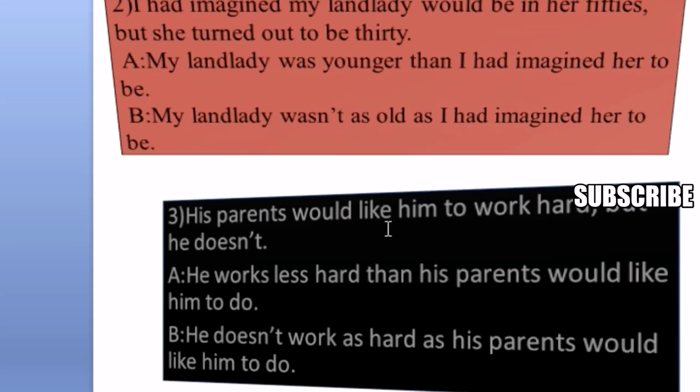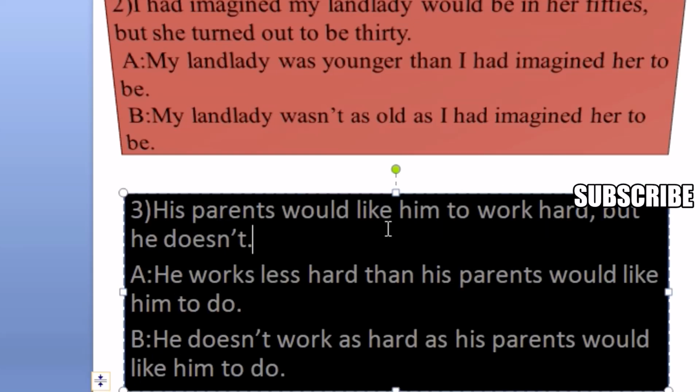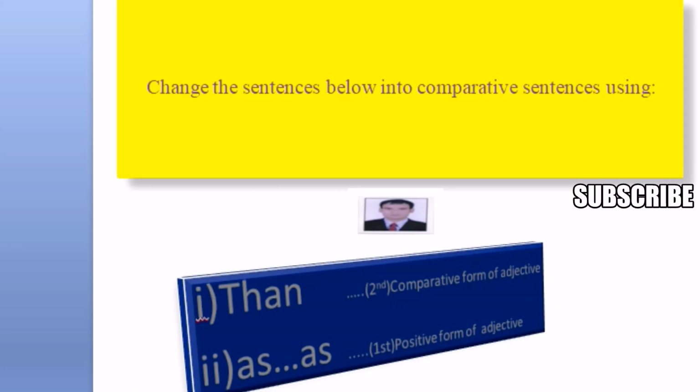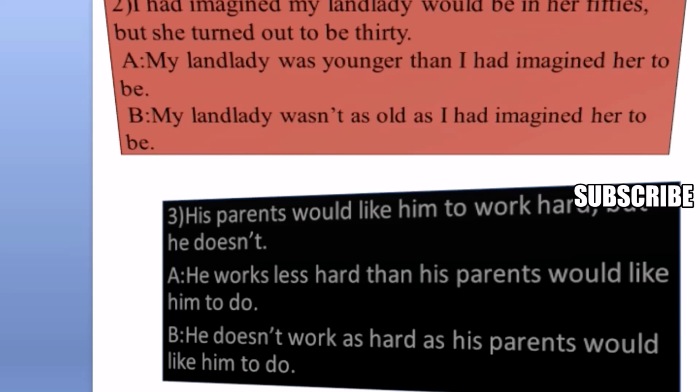Okay, if you have understood question number 1 and 2, let's do the operation of question number 3, my dear. For this question number 3, you have to follow the same kind of rule again. Let's have a look. This is the rule, my dear. If you have forgotten it, you have to use then in the first option, and you have to use the comparative form of the adjective in number 1. Number 2, you have to use as dotted, means the first form of the adjective, the positive form. Let's do this question number 3.